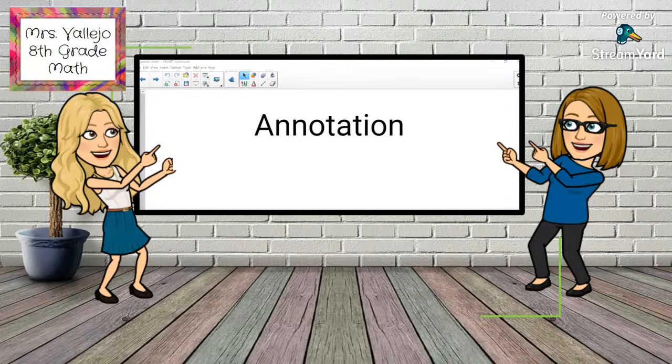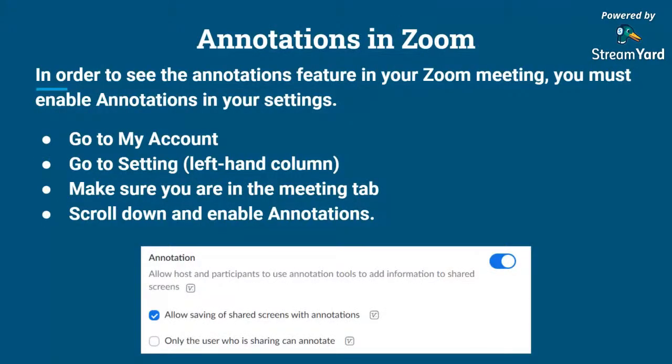It's very, very easy. It's very similar to Microsoft Word and what they offer. All right. So first off, you will have to enable the annotations feature in Zoom before you host a meeting. I have listed here the step-by-step instructions on how to enable the annotations feature, and I also have a picture for you. You simply click on your account, then setting, and make sure you're in the meeting tab, then scroll all the way down until you see the annotations options.